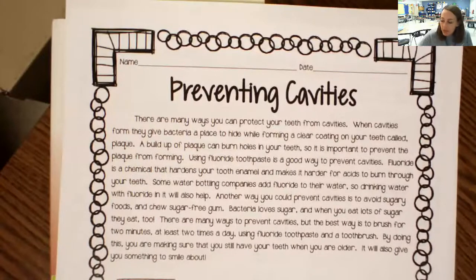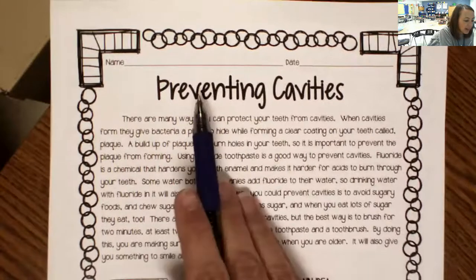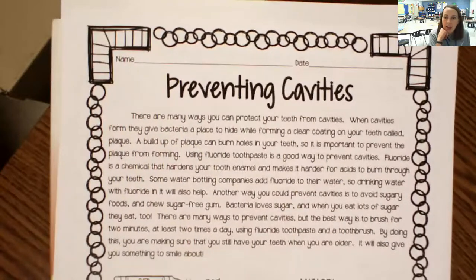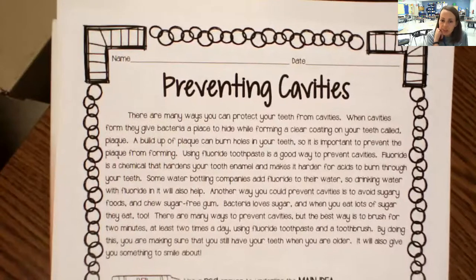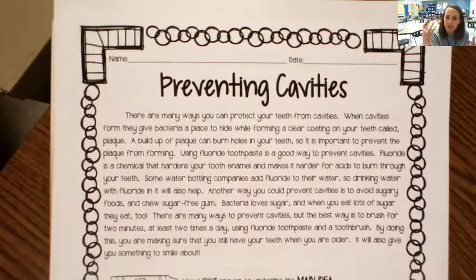Okay, so let's think about what this text was mostly teaching us or telling us about. The title was Preventing Cavities, and if we think about what this text was mostly telling us about, it was different ways that we could prevent cavities from happening, right? It told us to use fluoride toothpaste, to avoid sugary foods, to brush your teeth. So all of these details in the text, kind of like the details in our bags, they're all telling us different ways that we can prevent cavities from happening.